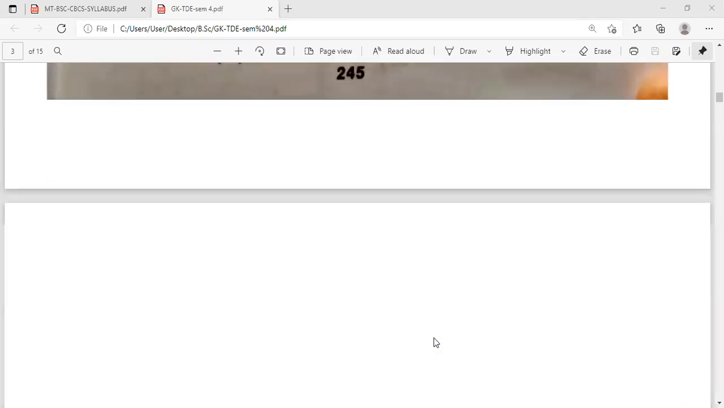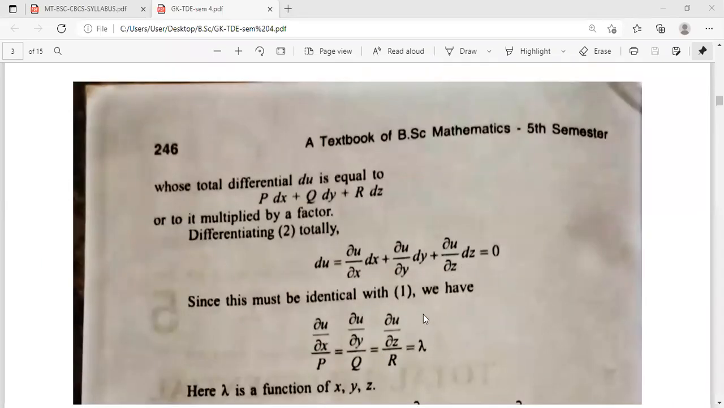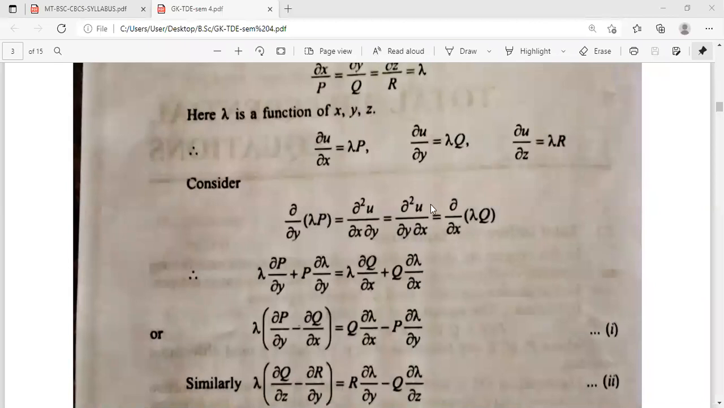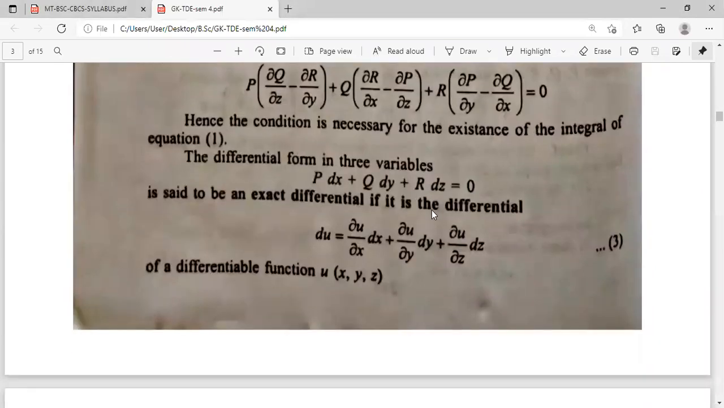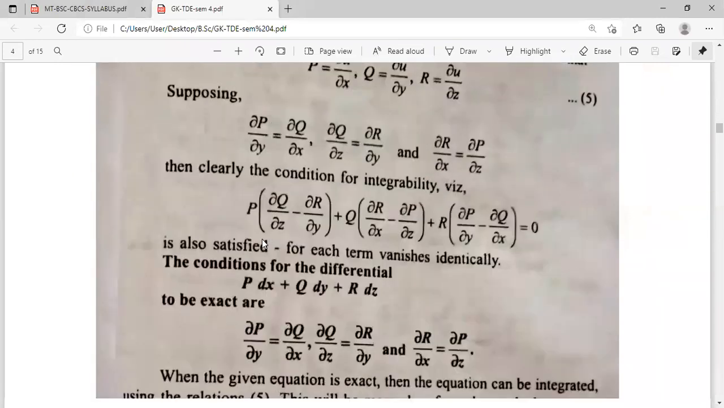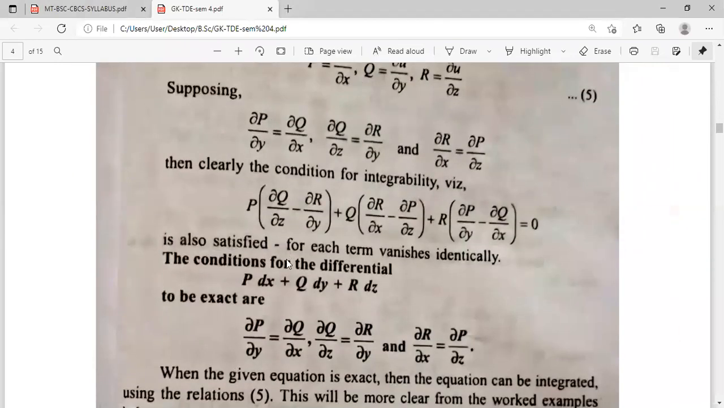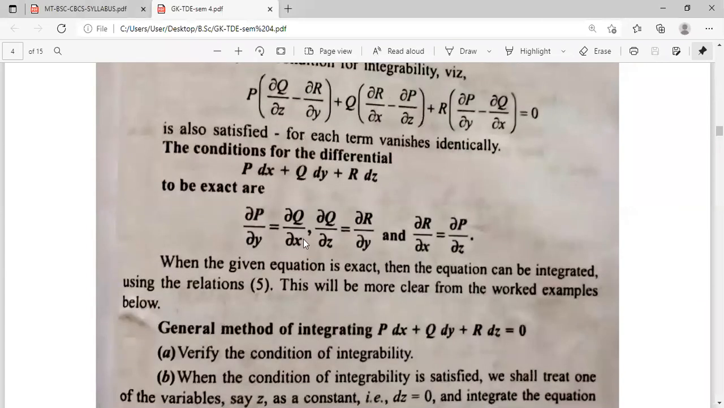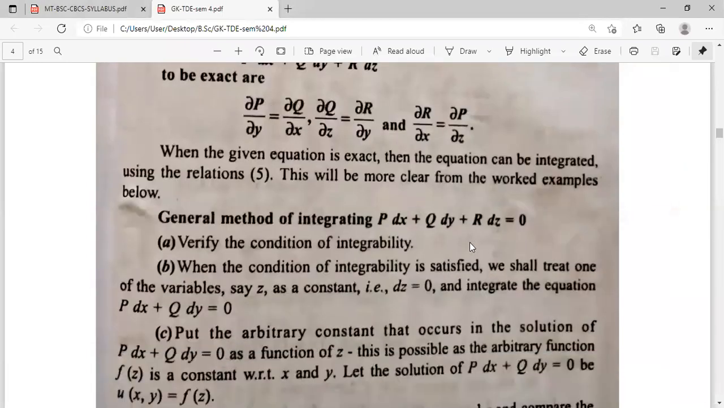Now, the condition for exactness. The conditions for the differential to be exact are ∂P/∂y equal to ∂Q/∂x, ∂Q/∂z equal to ∂R/∂y, and ∂R/∂x equal to ∂P/∂z. Now, already we have discussed the general method.